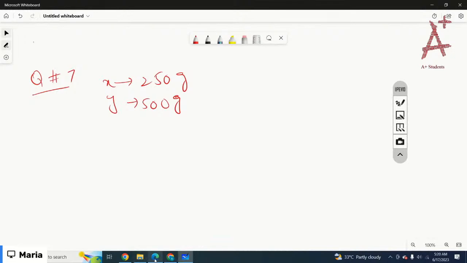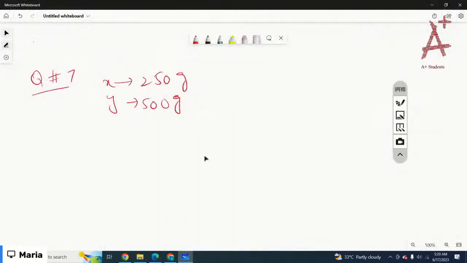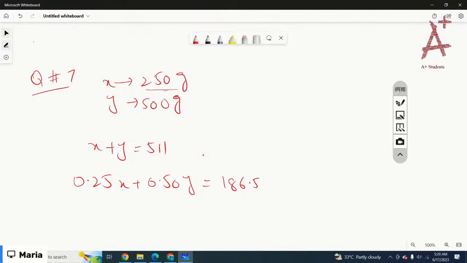So you are given that on Tuesday, the company packed 186.5 kg of almond butter in 511 jars. Got it? That means they made a total of 511 jars. So it would be x plus y equals 511. And the other equation would be 0.25x plus 0.50y equals 186.5.